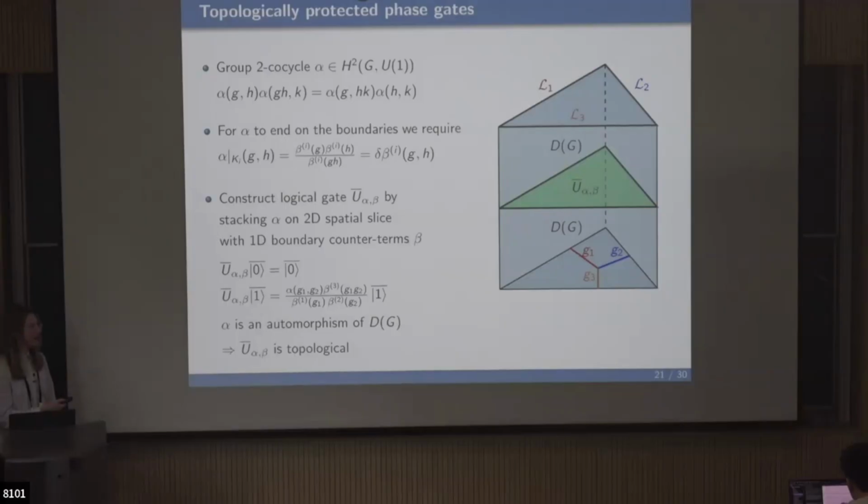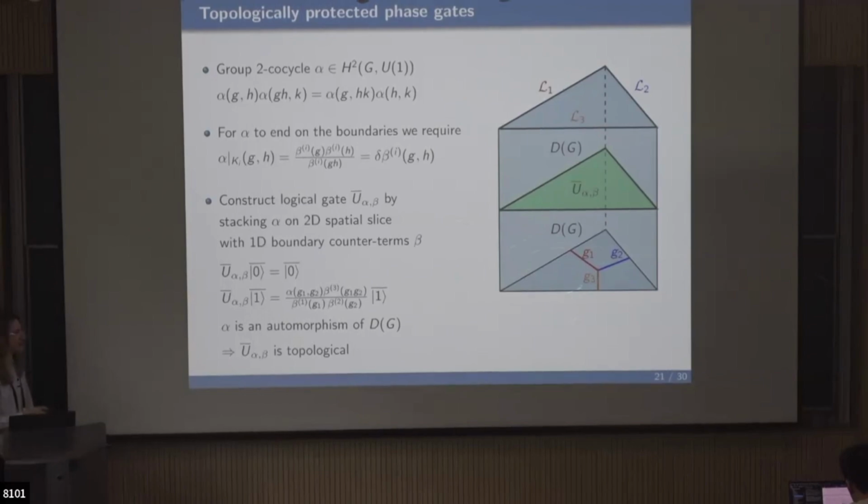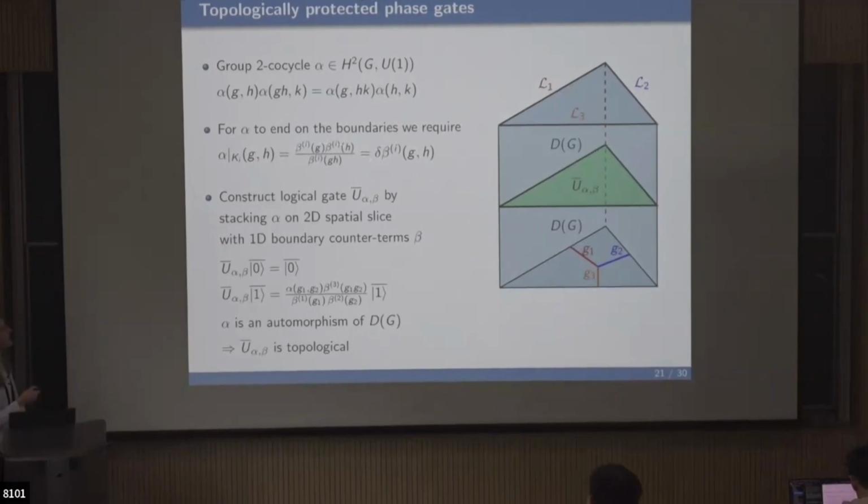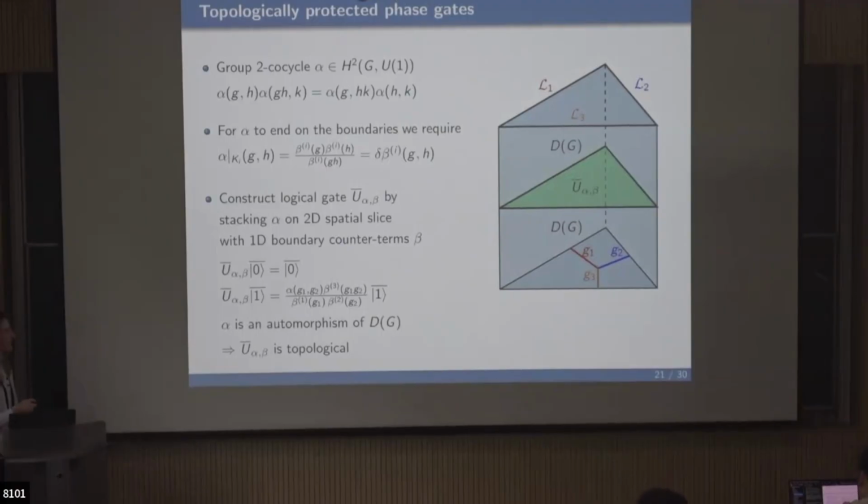So once we have our logical states, how do we implement a constant depth logical gate? We will take a configuration of these group elements, which can be identity or non-trivial. And then we construct this logical unitary U from a group 2 co-cycle, which obeys this closure condition, and boundary 1 co-chains that trivialize it on the boundary. As I said, because this is a manifold with boundary, it has to trivialize in order for this to end. So the full U will act trivially on the 0 logical state and will act with this phase on the 1 logical state. And because it comes from an automorphism, it's a topological operator.